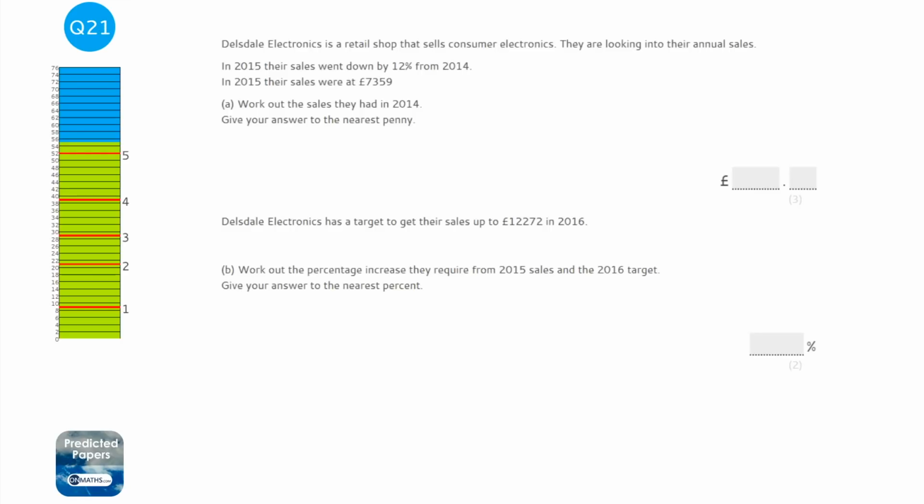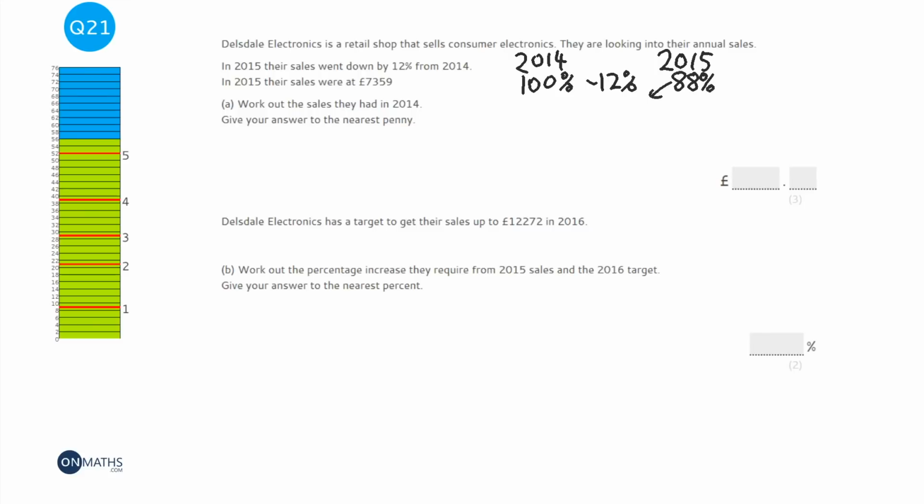Okay, so question A is about reverse percentages. So in 2014 and 2015, well, let's have a look. So the sales went down between the two. So if we start off with 100%, and they went down 12%, what are we left with? Well, we're left with 88%. Now, as a multiplier, and this is the best way of doing this, 88% divided by 100, make it a decimal, is 0.88. Now that number, 0.88, is what we times the 2014 sales to get 2015.